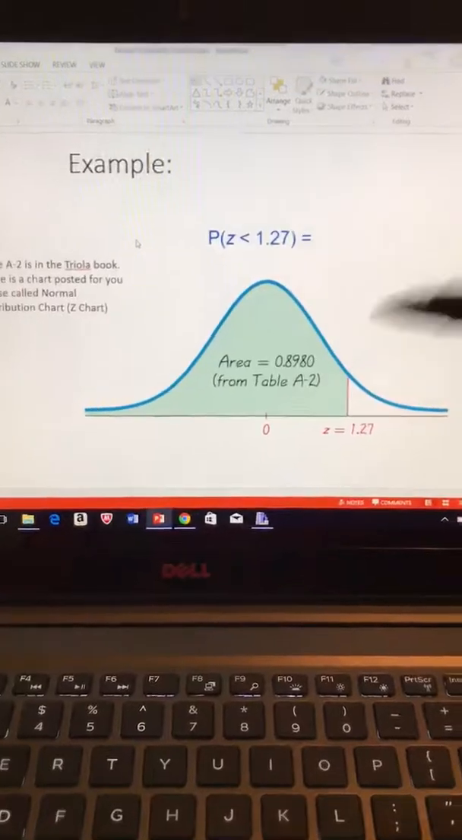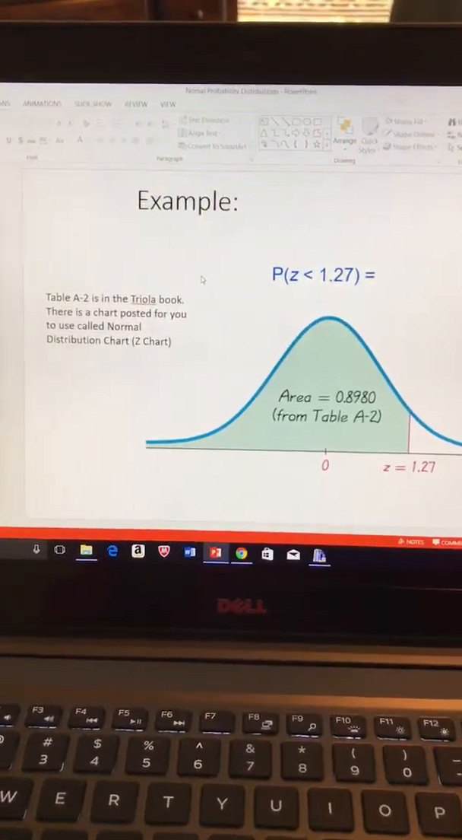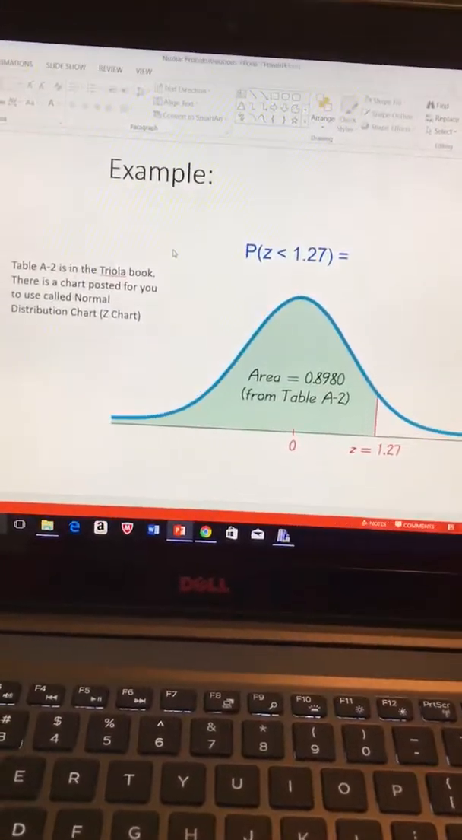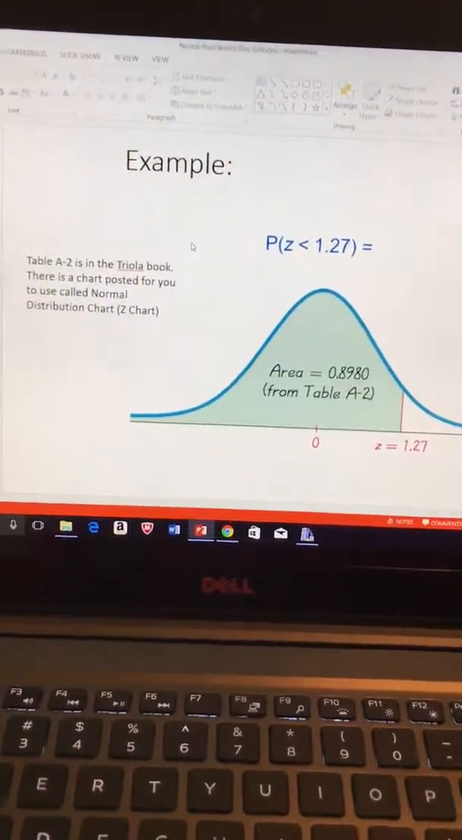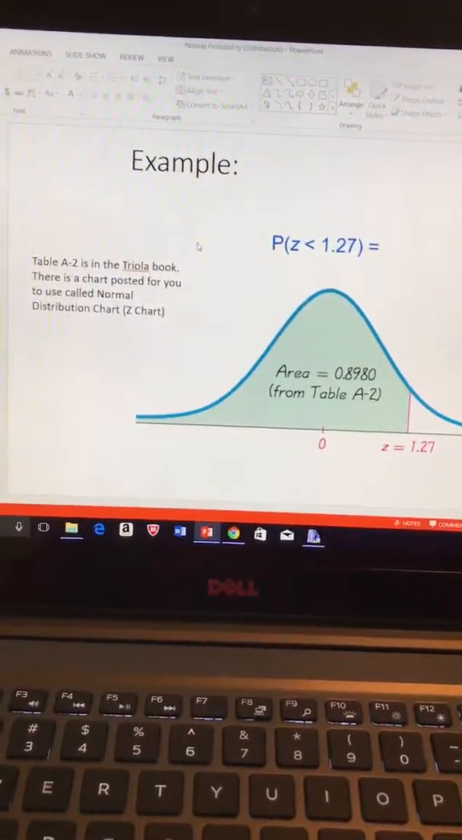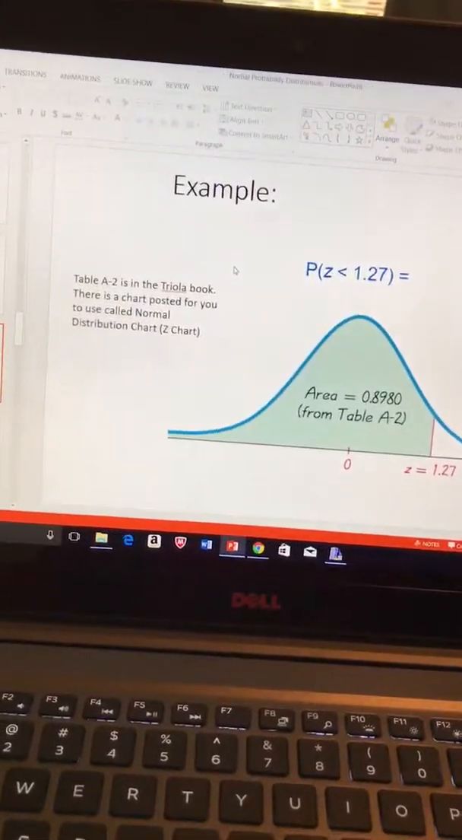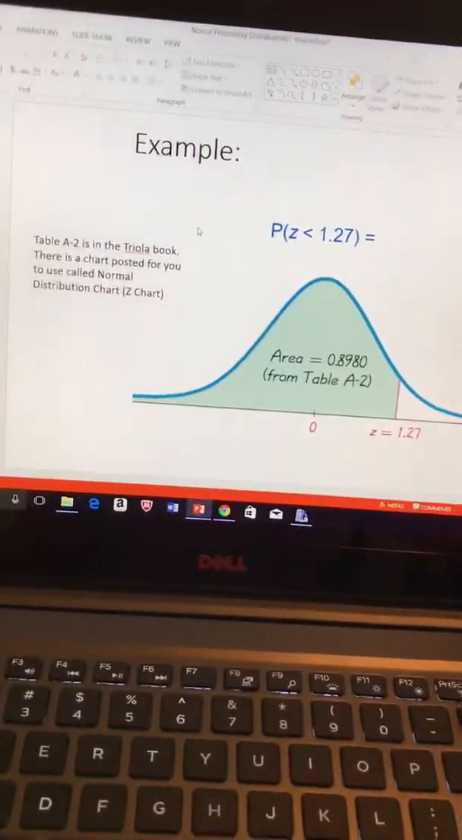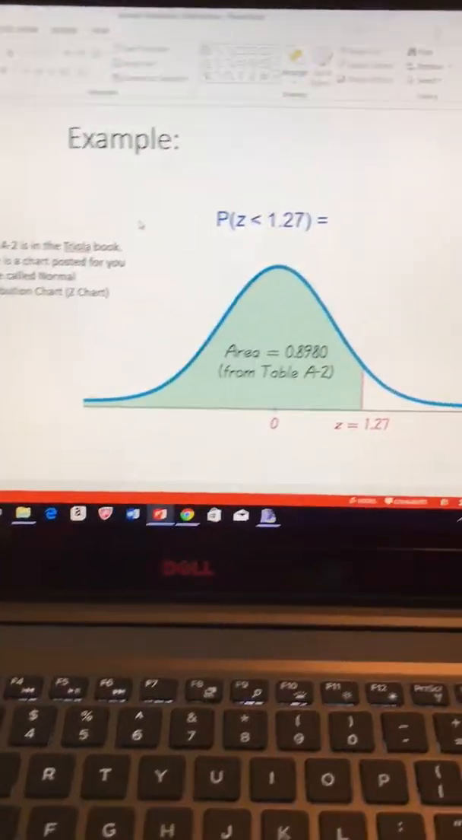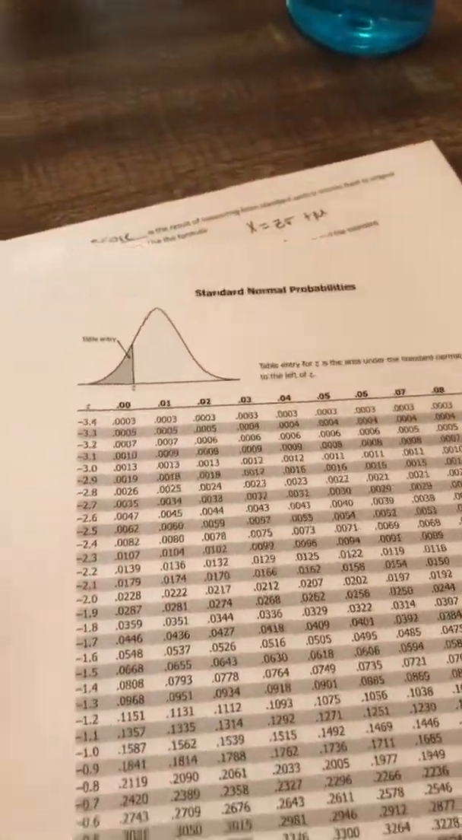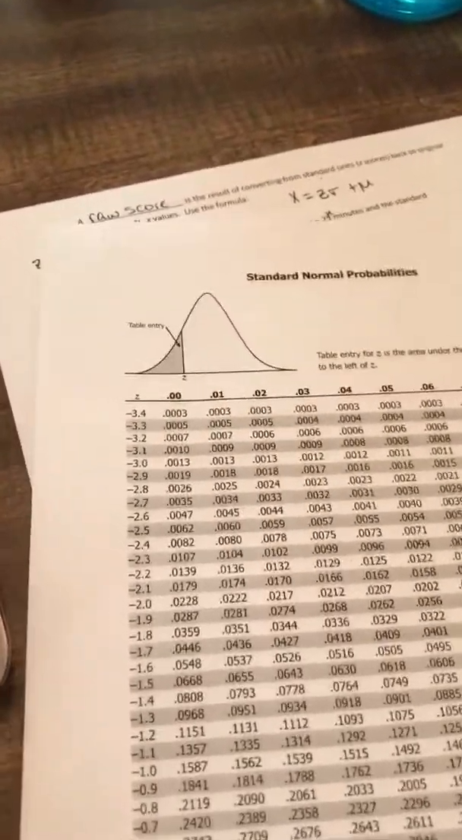So an example, table A2 is referring to the textbook, the Triola book that I use just to pull examples from, so that's why it says table A2. Yours doesn't have an A2 on it, but anyways, it's the same chart. So we want to find the probability that z is less than 1.27. So I have the chart printed here. This is the negative side, and then here's the positive side.